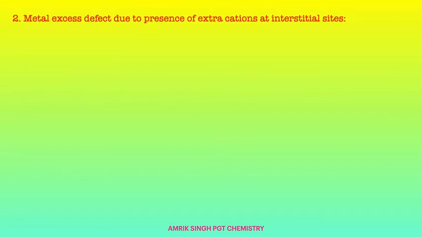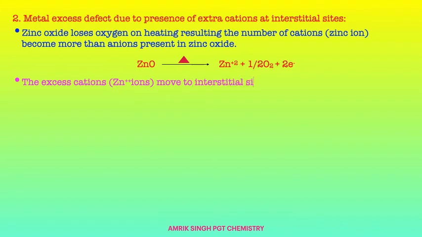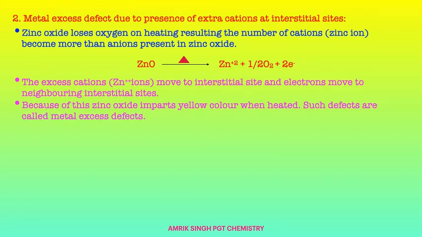And the second one is the metal excess defect due to the presence of extra cations at interstitial sites. Zinc oxide loses oxygen on heating, resulting in the number of zinc ions becoming more than the anions present in the zinc oxide. As shown by the equation, ZnO on heating changes into Zn2+, oxygen is removed and 2 electrons are free in this process. The excess cation Zn2+ moves to an interstitial site and the electrons move to neighboring interstitial sites. Because of this, zinc oxide imparts yellow color when heated. Such defects are called metal excess defects.